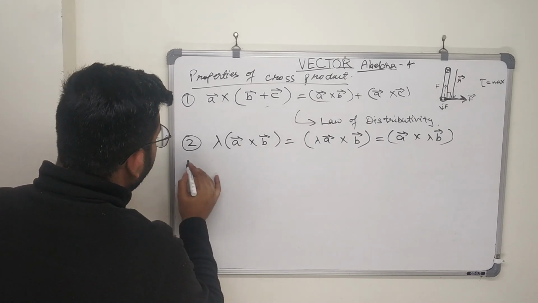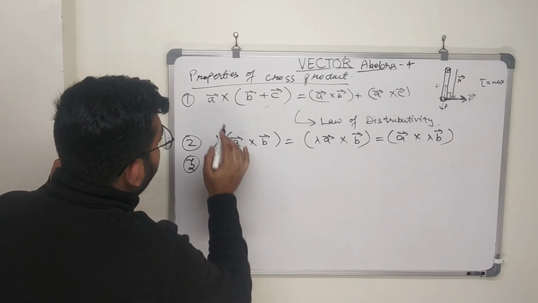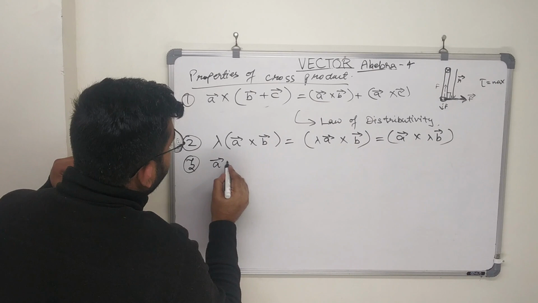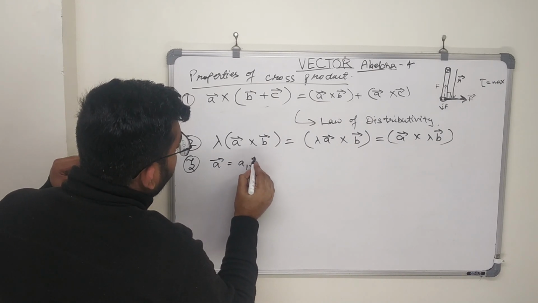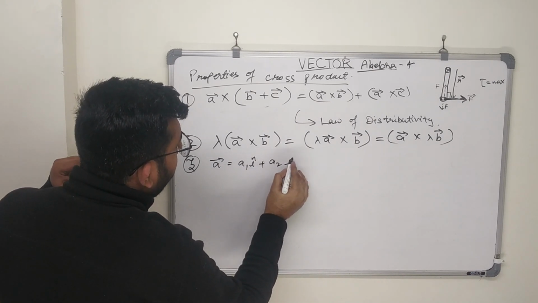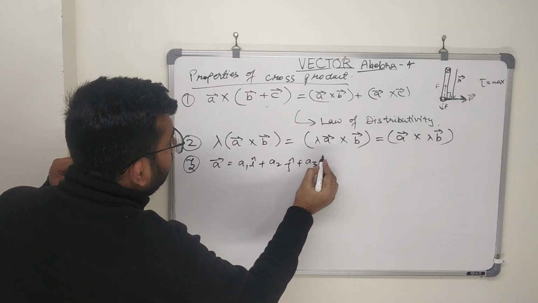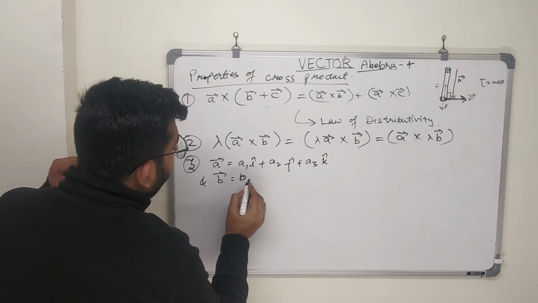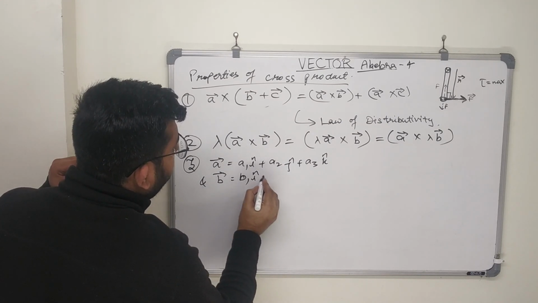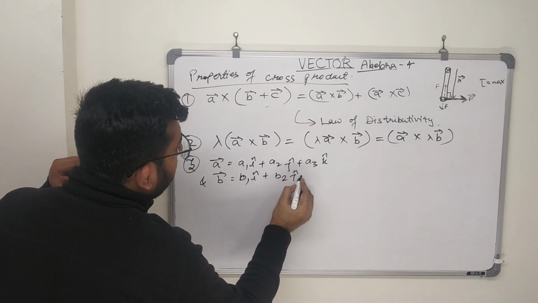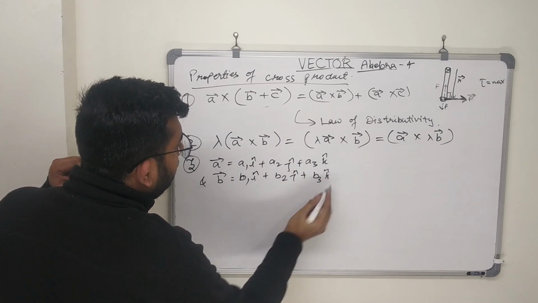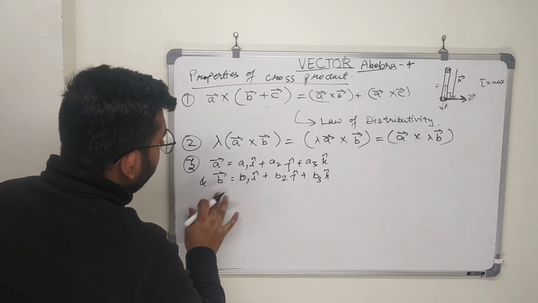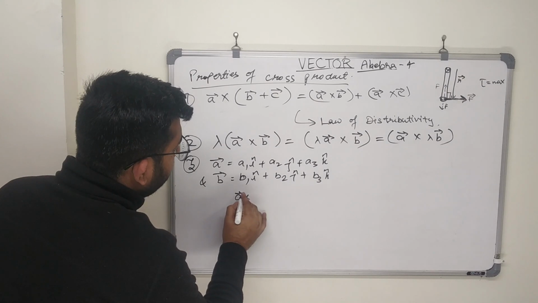Now the third property. Suppose we are given A vector and B vector in component form, that is A vector is equal to A1 i cap plus A2 j cap plus A3 k cap, and B vector is given as B1 i cap plus B2 j cap plus B3 k cap. In that case we have to find the cross product, that is A vector cross B vector.